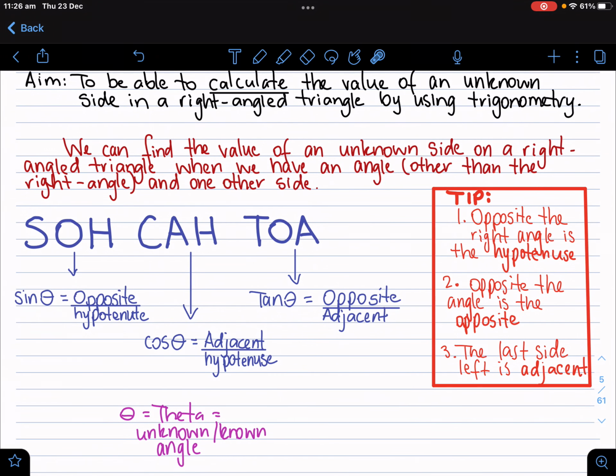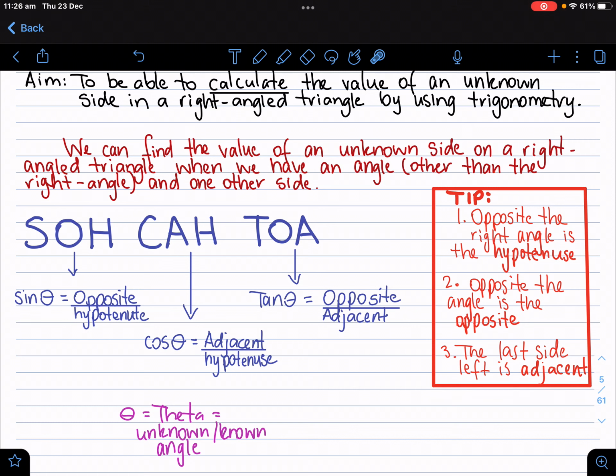We can find the values of an unknown side on a right angled triangle, and that's the aim or the learning intention of this video: to be able to calculate the value of an unknown side in a right angled triangle by using trigonometry. We can find the value of an unknown side of a right angled triangle when we have at least one angle and one other side.